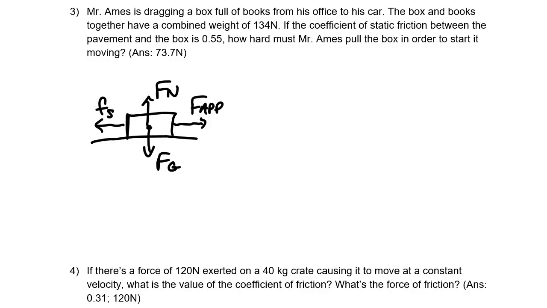All right, and what's the given information that we have here? 134 newtons. What is that? It looks like it's the combined weight of the box and the books. So this is our Fg. And what else do we have? It looks like we have a coefficient of static friction of 0.55. How hard must Mr. Ames pull the box in order to get it to start moving? Okay, so what is the thing that we're trying to find here?